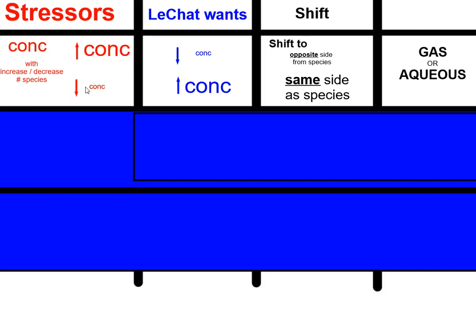If we're talking about aqueous solutions, the way we take stuff out is we put something into the water that will precipitate one or more of the species that are part of the reaction. So if we're taking stuff out by adding those external things, then the concentration of that species is going to get raised because of what LeChat wants to do. He's going to do that by going to the same side as the species. If he goes to the opposite side, that will be decreasing the concentration. So this works for gases and aqueous solutions.